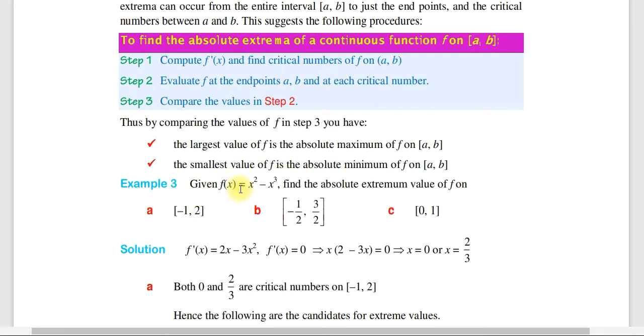Given f of x is equal to x square minus x cube. Find the absolute extremum value of f on the intervals minus 2, 2, minus 1 over 2, 3 over 2, and 0, 1.